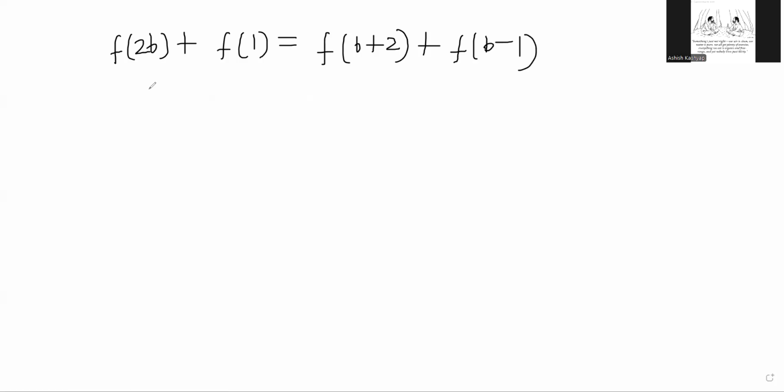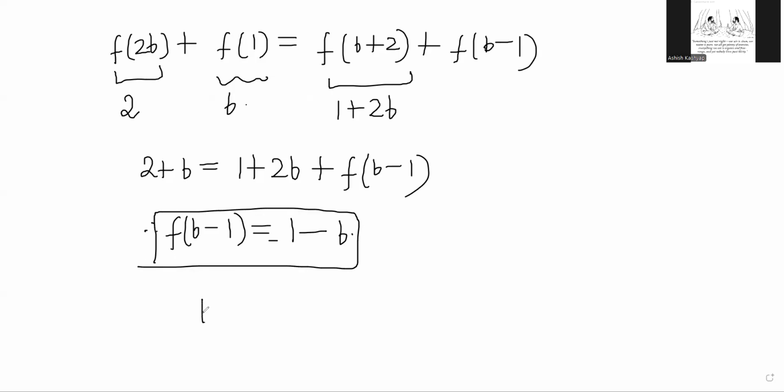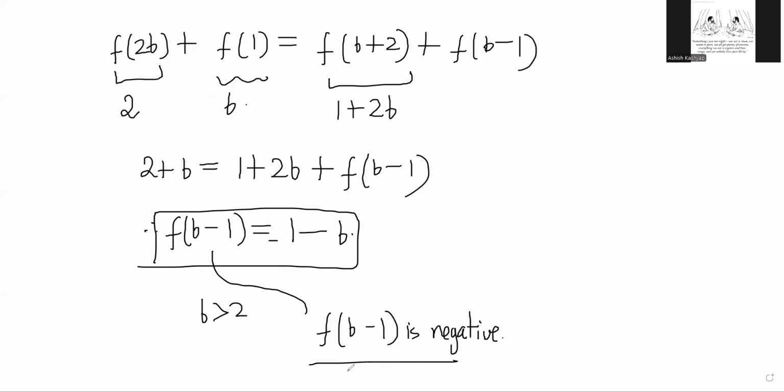And we already got that f of 2b was 2. We already got f of b plus 2 was 1 plus 2b. And we had written that f of 1 was b, right? So we are getting 2 plus b is equal to 1 plus 2b plus f of b minus 1. And from here we are getting f of b minus 1 is equal to 1 minus b. But we already know that b is greater than 2. So we are getting f of b minus 1 is negative, which is not possible because our function was over natural numbers.